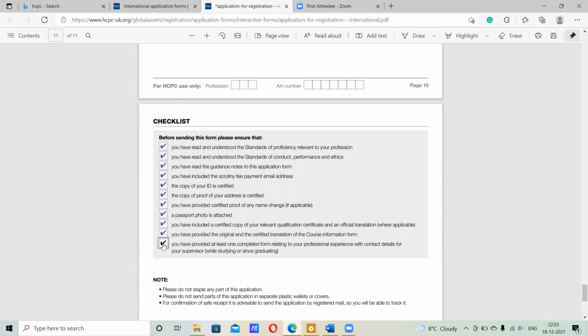So once you have done all of this, you are confirming that you have submitted all of these documents within your HCPC application. So real quickly, just a quick recap of what you have to actually submit.